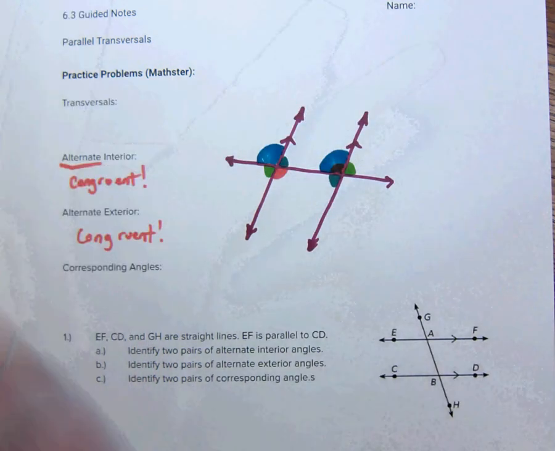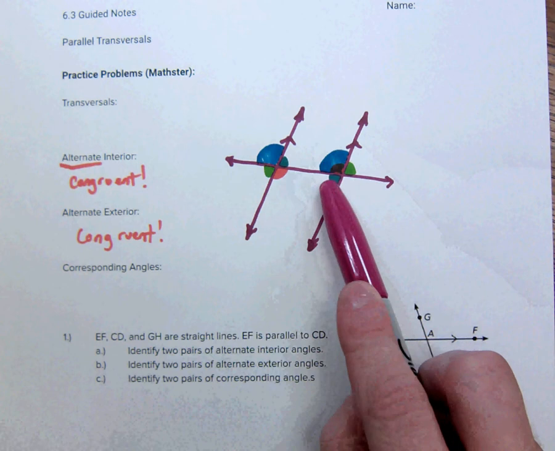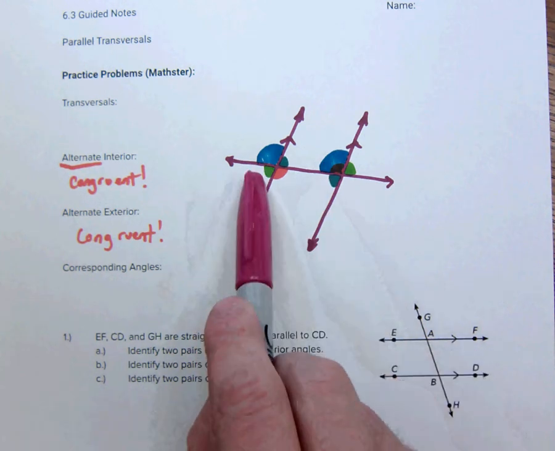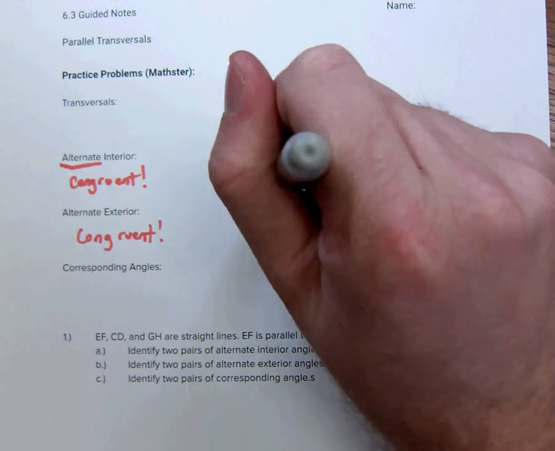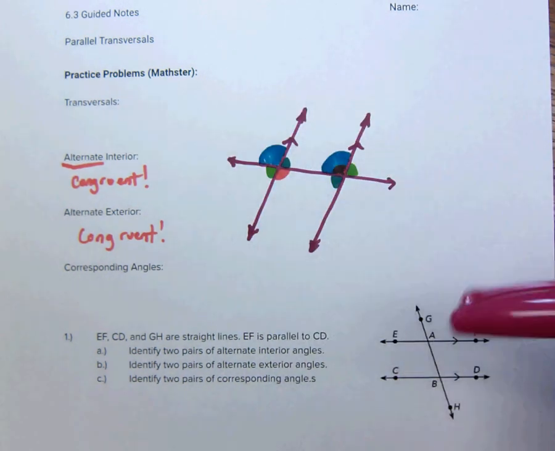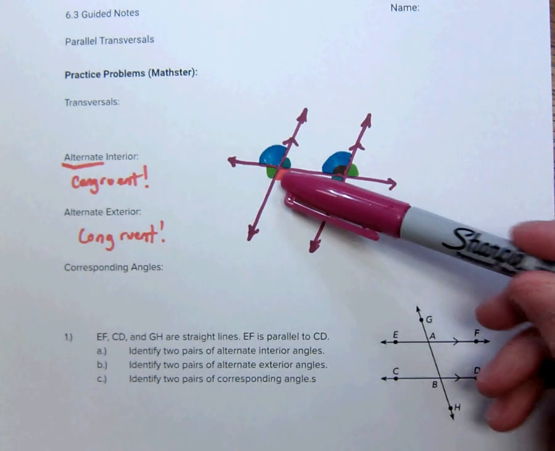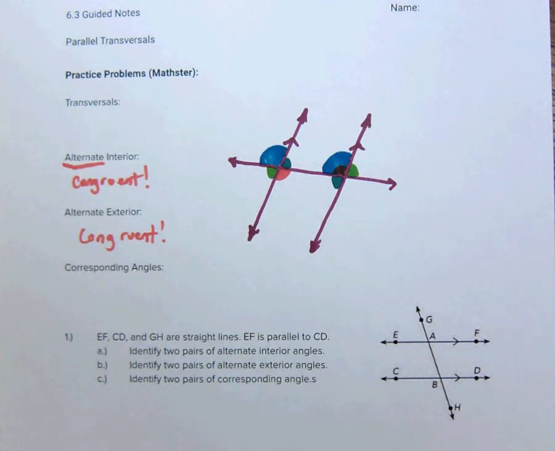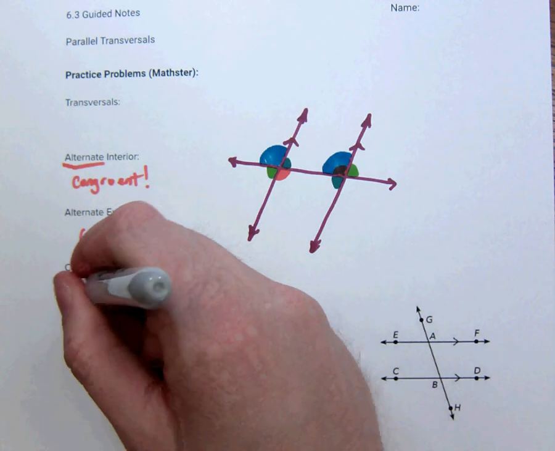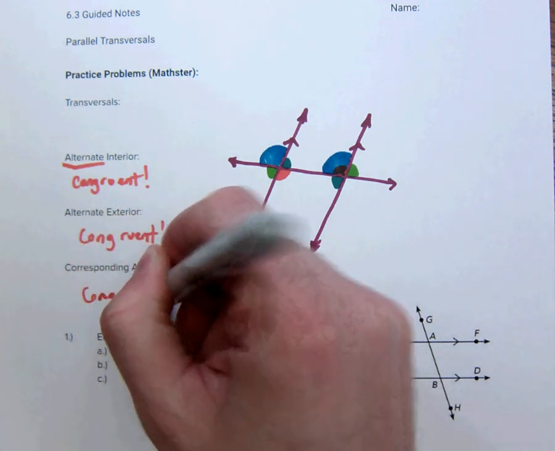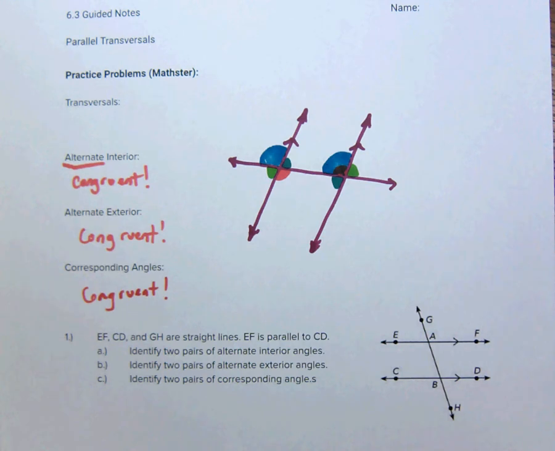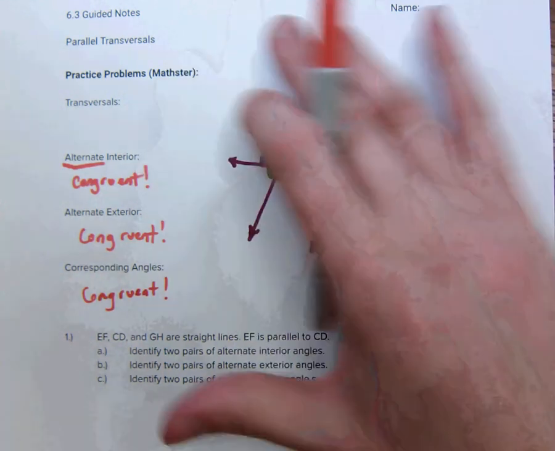Another set of corresponding angles would be this guy right here and this guy right here. Those are corresponding. Another example would be this guy right here and this guy right here. Oh, you can't see that. This guy right here and this guy right here. So corresponding angles are also important because, some of you probably said it already, they're congruent. Yeah, they're all congruent.